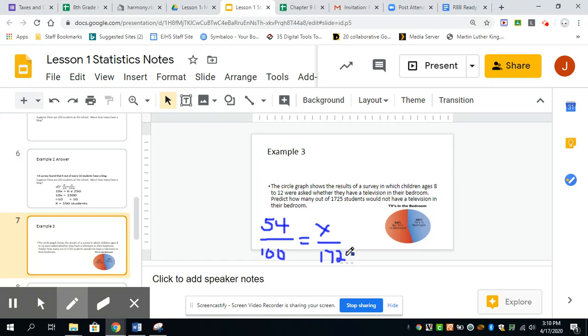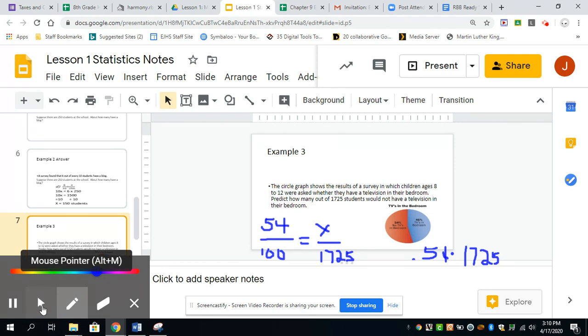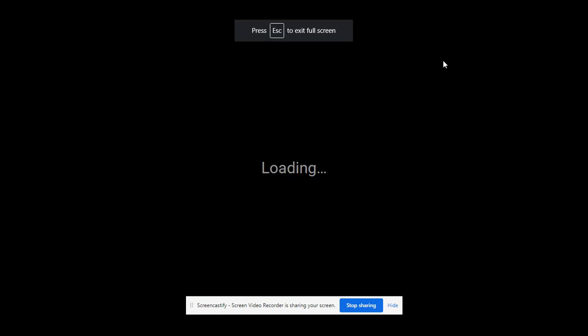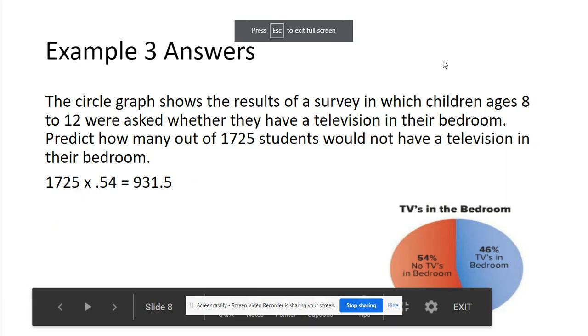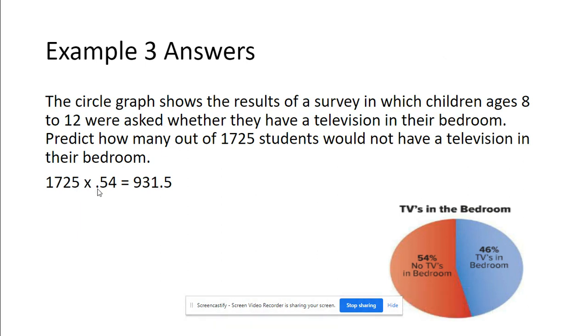The other way to go about this is to just use the percentage that's given, which is 54%. So I could just take 0.54 and multiply that by 1,725. And the second method here is what you're going to see that I've already done on the next slide. So let me go back. I can only annotate whenever I'm out of the presentation mode. So you'll see there that I multiplied 1725 times 0.54, 54%.